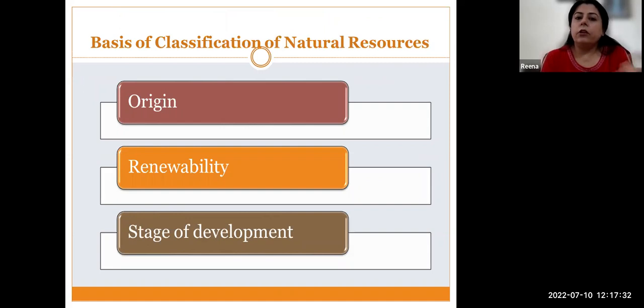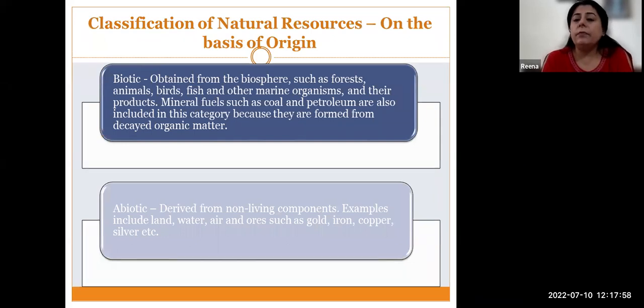Again, if you see the classification of natural resources, it can be classified on different bases. If you classify on the terms of origin, it will be different. Then if you consider the criteria of renewability, whether it is renewable or non-renewable, then how it can be developed, the stage of development. So these are the three different bases which we use for classification. If I see origin, how it has originated, whether it has originated from organic sources, biotic sources, living sources, then it is biotic. If it has originated from abiotic sources, then it is an abiotic natural resource. So on the basis of origin, there are two types of classification, biotic and abiotic.